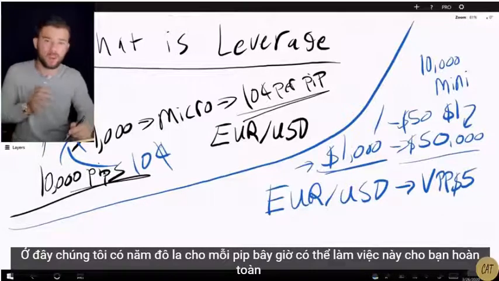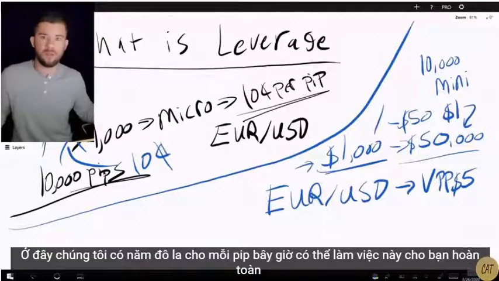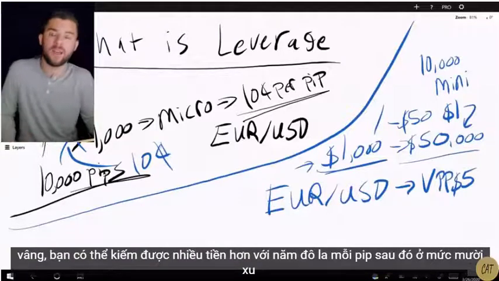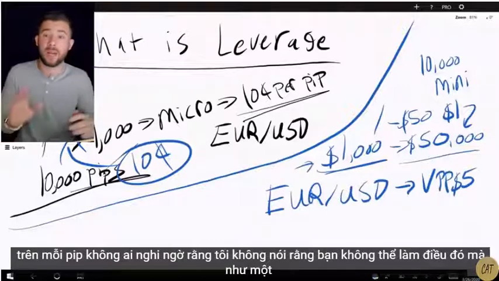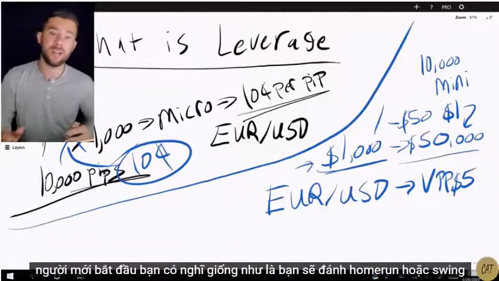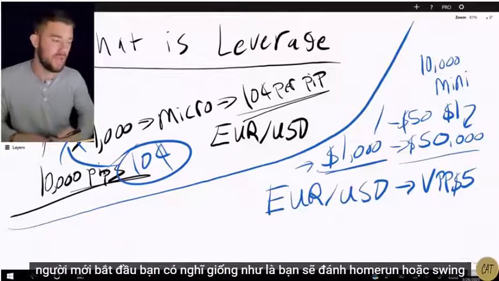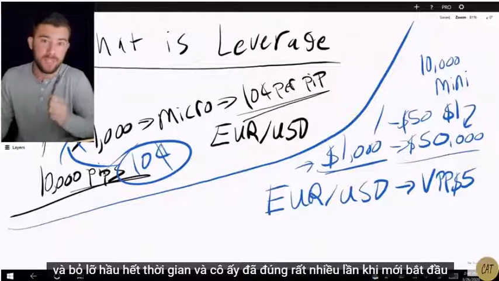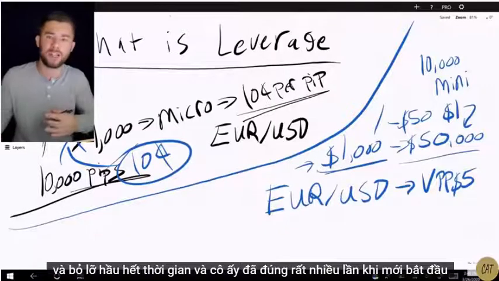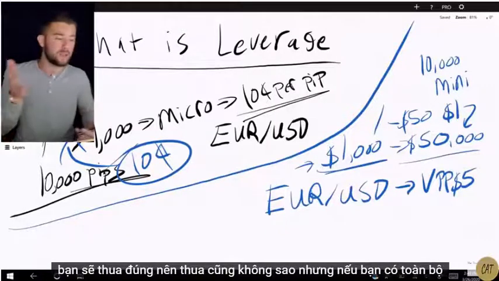Now, can this work? Absolutely. Yeah, you can make a lot more money at $5 per pip than at 10 cents per pip. No one is doubting that. Not saying that. But as a beginner, it is more like you're home runs or swing and miss most of the time. Swing and miss, you're right. A lot of times as beginners, you're expected to lose, right? So it's okay to lose.